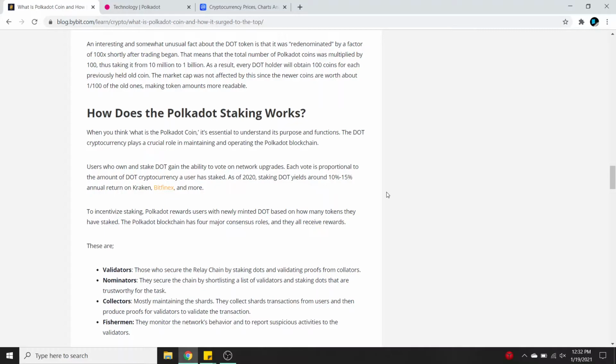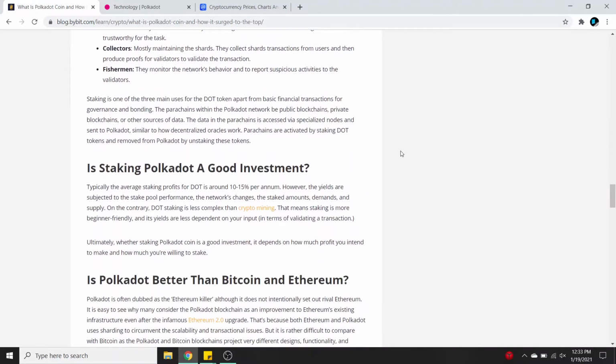And then there are collators, mostly maintaining the shards. They collect shard transactions from users and then produce proofs for validators to validate the transaction. And then there are fishermen. They monitor the network's behavior and report suspicious activities to the validators. So, staking is one of the three main uses for the DOT token, apart from basic financial transactions, for governance and bonding. The parachains within the Polkadot network can be public blockchains, private blockchains, or other sources of data. The data in the parachains is accessed via specialized nodes and sent to Polkadot, similar to how decentralized oracles work. Parachains are activated by staking DOT tokens and removed from Polkadot by unstaking these tokens.